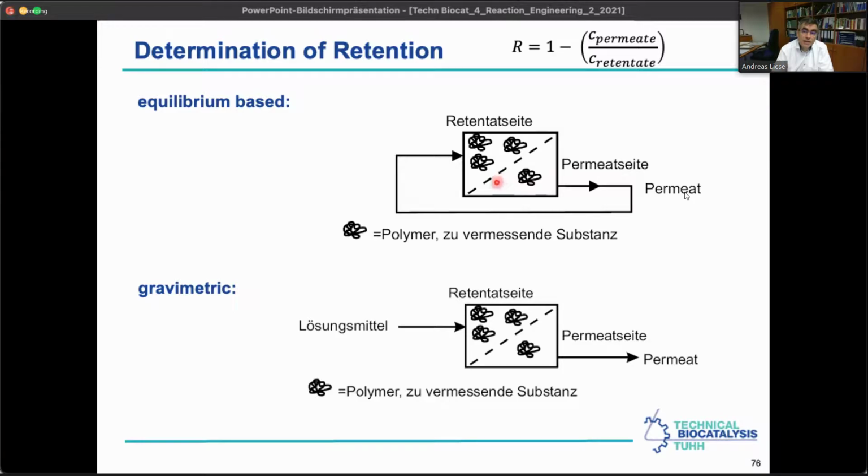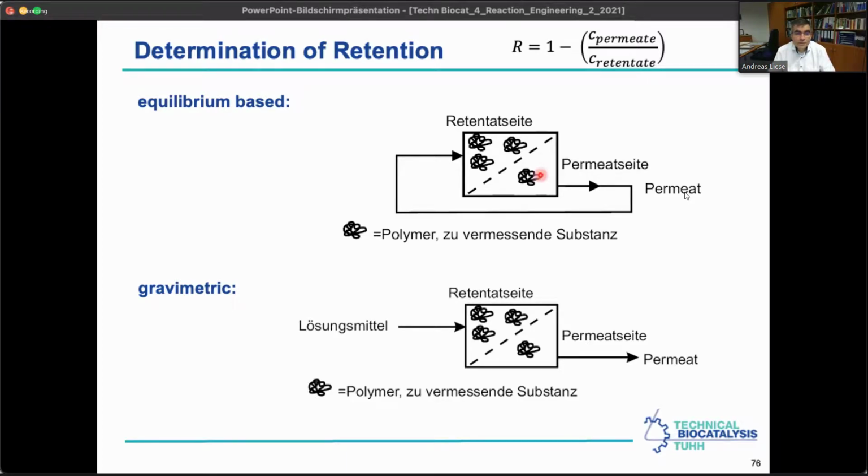the membrane. So now, equilibrium-based means we're pumping in a cycle over the membrane, so that after a defined time, we have an equilibration of those homogeneously solubilized macromolecules which are being retained by the membrane, in contrast to those that have passed. And now, if you draw a sample from the retentate side and a sample from the permeate side, you determine the concentration. Then, at the end, you can calculate the retention.